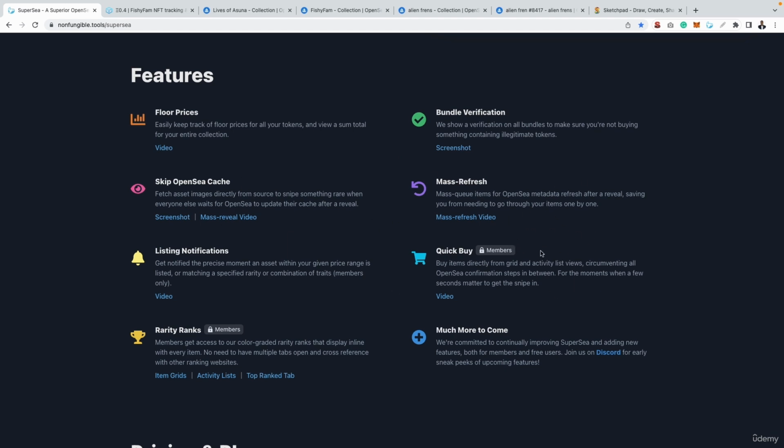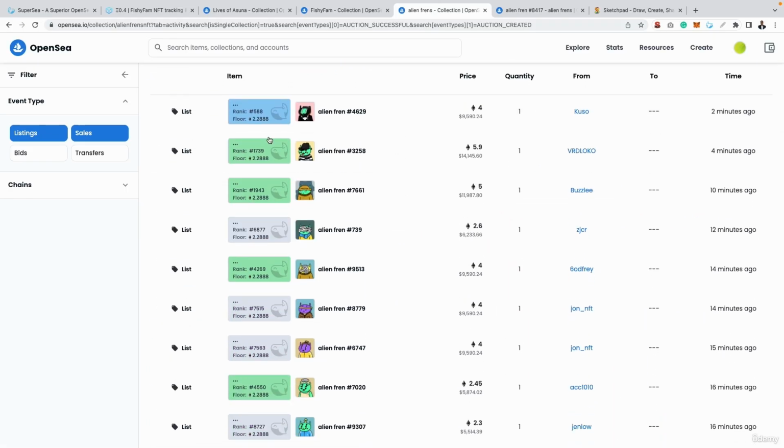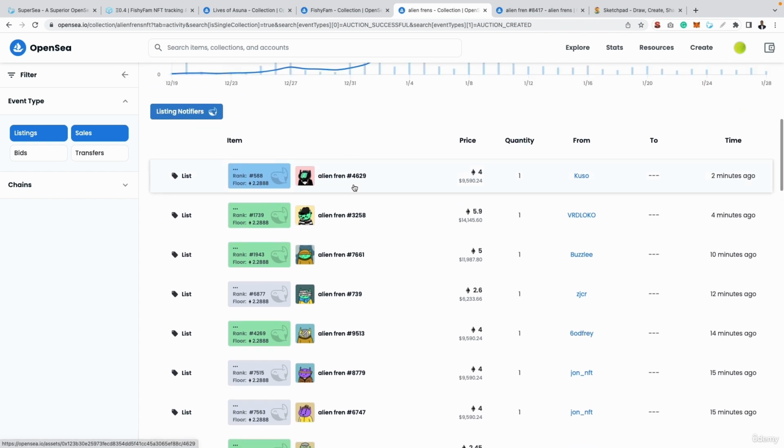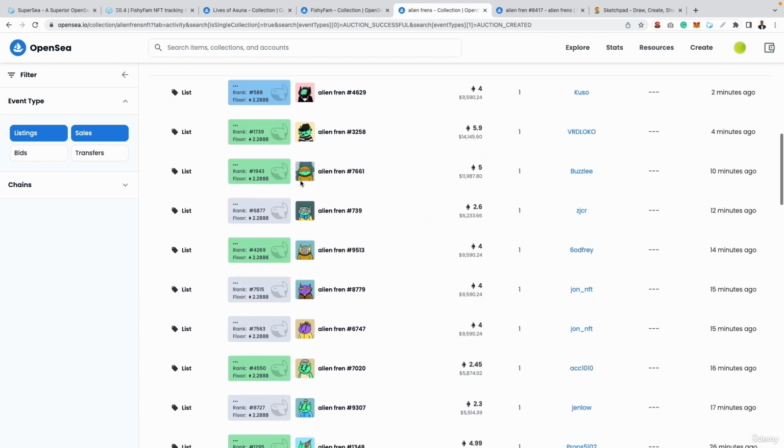There's lots of other features as well, such as quick buy, and you can mass refresh. But honestly, the main benefit of this tool is for you to be able to quickly see how rare an NFT is. So OpenSea actually does this by color coordinating. Blue is going to relate to the top 10% of the collection. So we can see this particular NFT is ranked 588, so just under 600 out of the whole 10,000 collection.